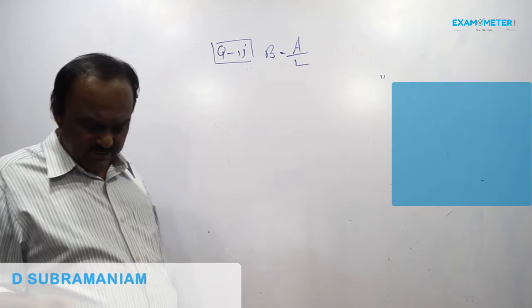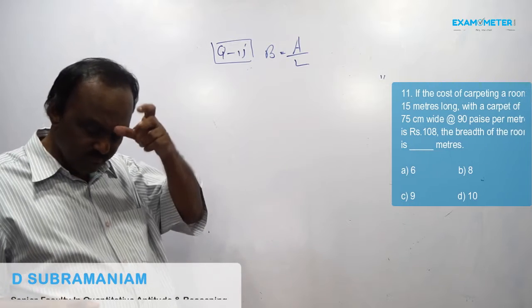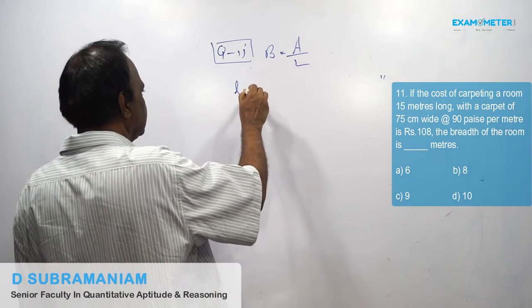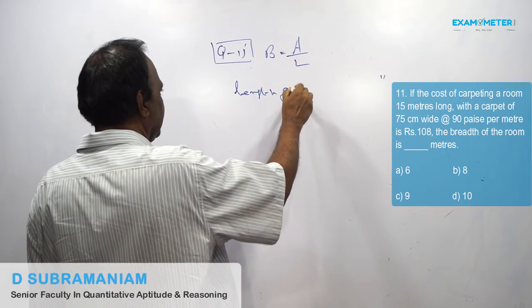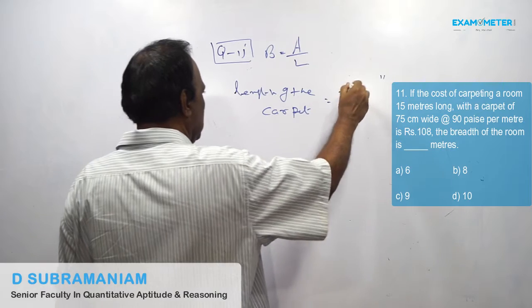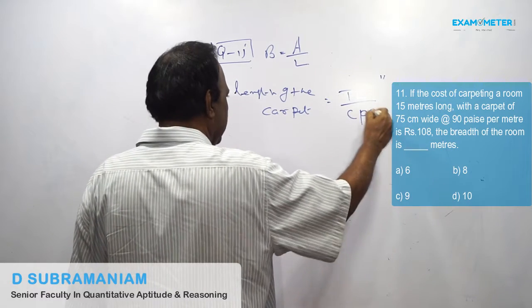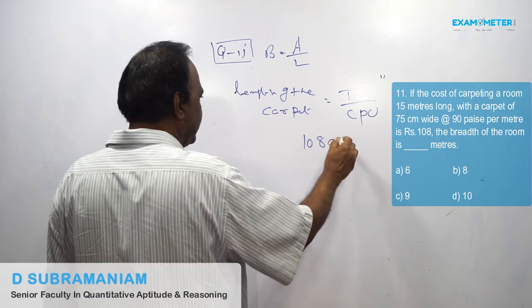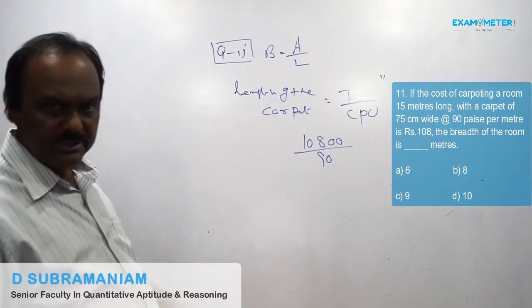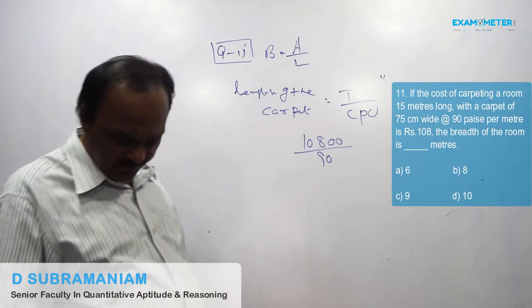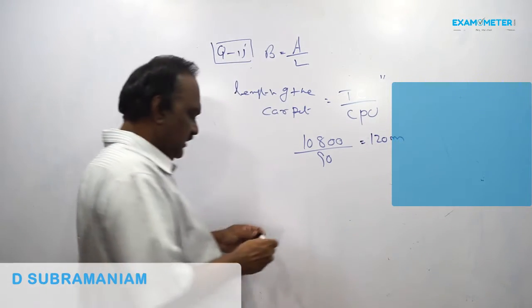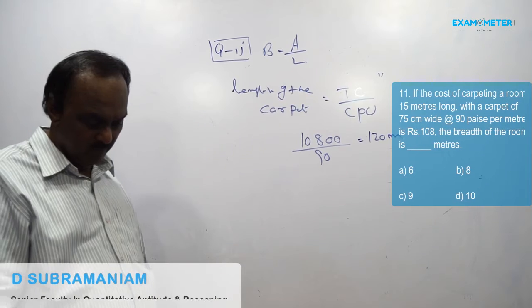First write down the length of the carpet. Length of the carpet is equal to total cost by cost per unit. 108 rupees, convert it into paisa, divided by 90 paisa. This will become 120 meters.